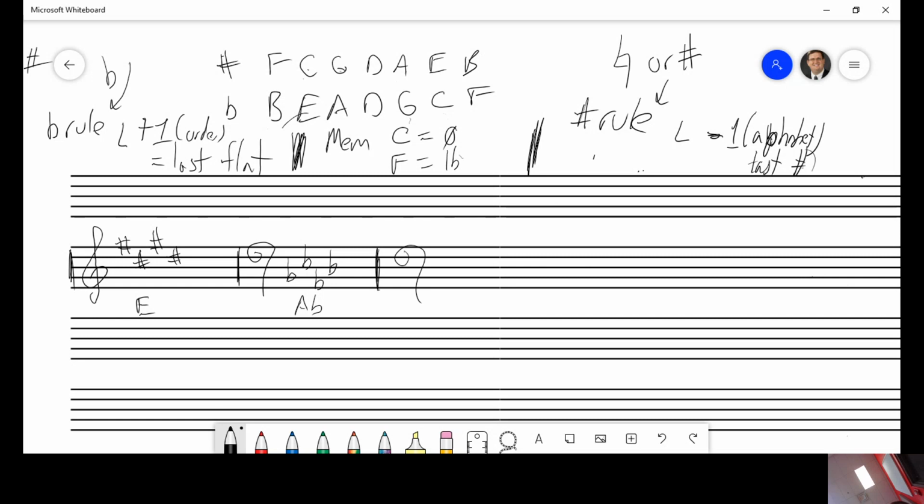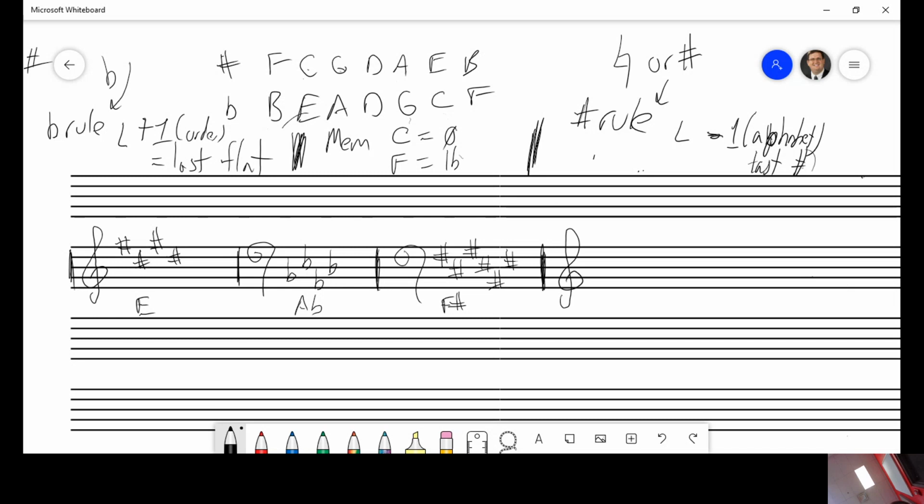Can you do F sharp major? Pause the video. Here's your answer. F sharp, you're going to use the sharp rule. Letter minus 1 of the alphabet. F minus 1 is E. There's your last sharp. This one then has 6 sharps. Got drunk at Easter. There's your key signature for F sharp major.